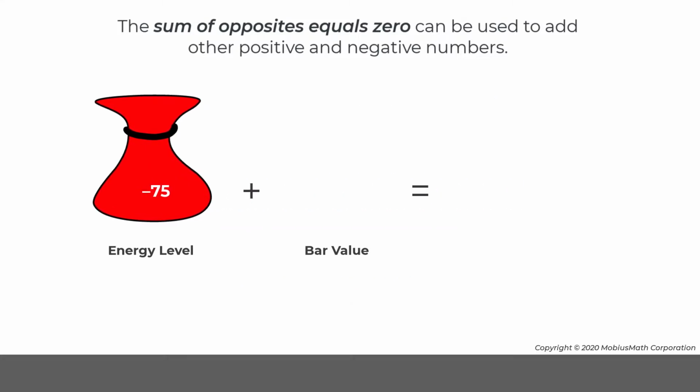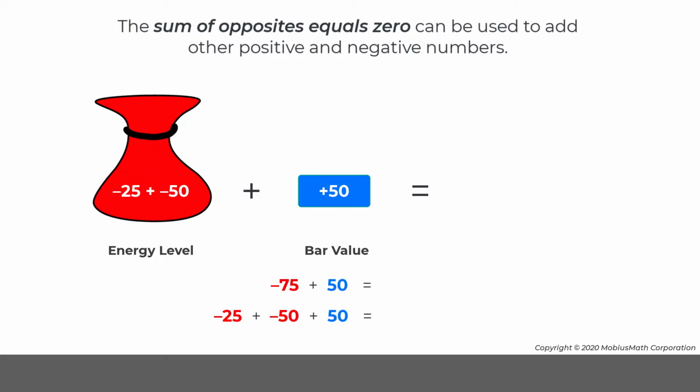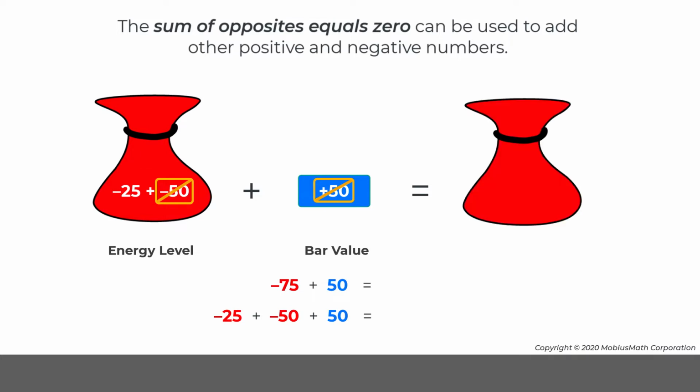When the player adds a positive 50 bar to the bag, the negative 75 energy level splits into negative 25 and negative 50. Then, the negative 50 energy level and the positive 50 bar combine to make 0. Finally, the remaining negative 25 energy level becomes the new energy level of negative 25.